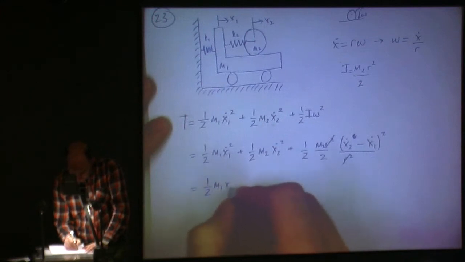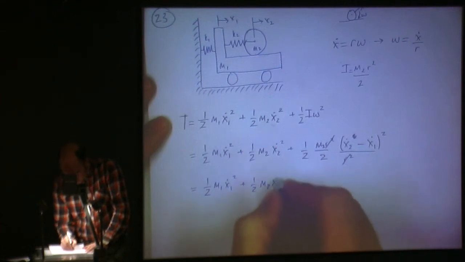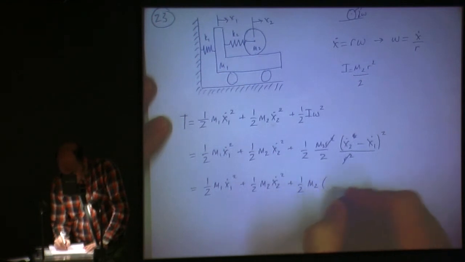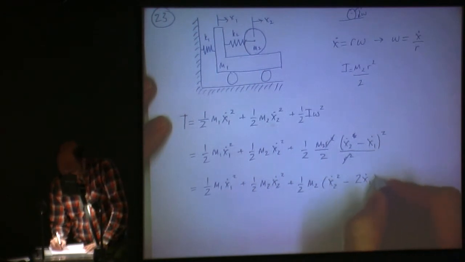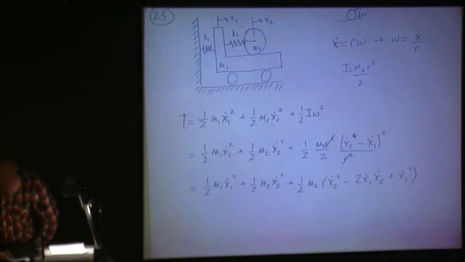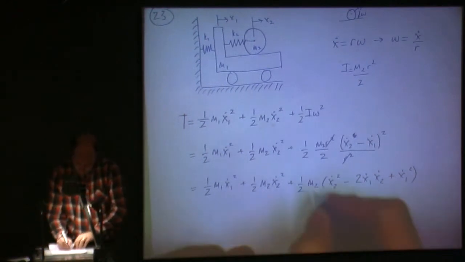So here we go: 1/2 m1 x1 dot squared plus 1/2 m2 x2 dot squared plus 1/2 m2, we have x2 dot squared minus 2 x1 dot x2 dot plus x1 dot squared, divided by 2 here.